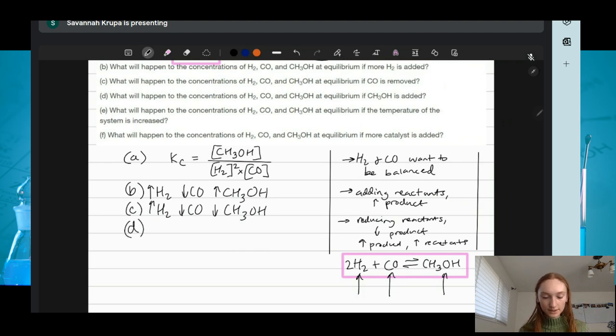And now let's look at D. So D is asking if the product, CH3OH, is added. So we're increasing the product. And so when you increase the product, you increase the reactants. So everything in this situation is going to increase, actually. So the reactants are going to be increased because more of it needs to be balanced for that reason. And you're adding CH3OH, so that's obviously going to go up. Make these arrows a little bit more clear.